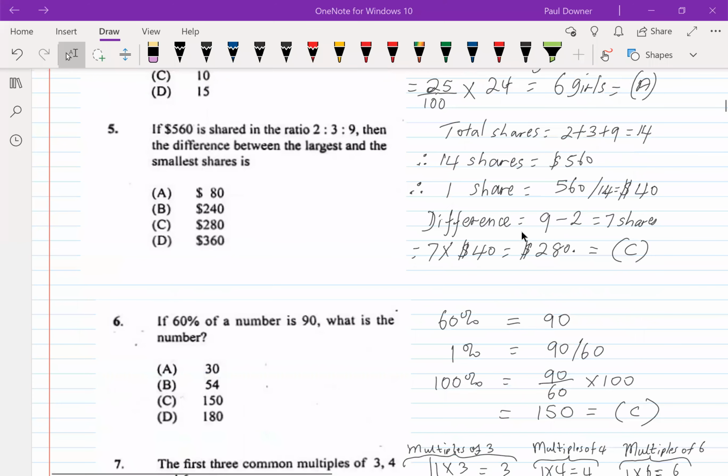Let's look at number 5. If 560 is shared in the ratio 2 to 3 to 9, then the difference between the largest and the smallest shares is. All right. So what would be the difference?